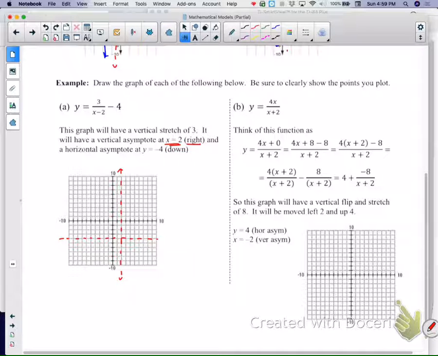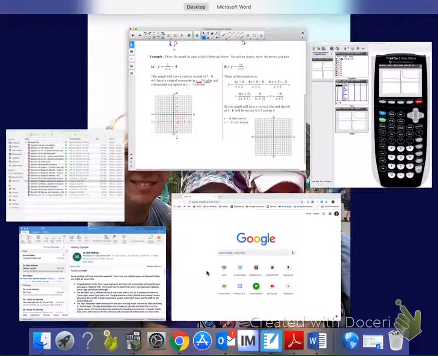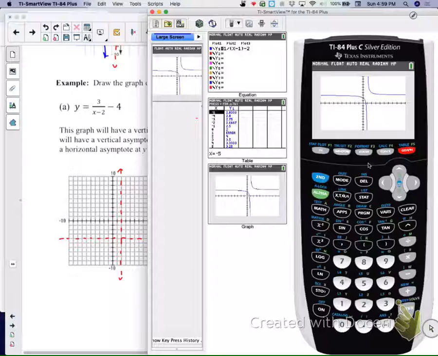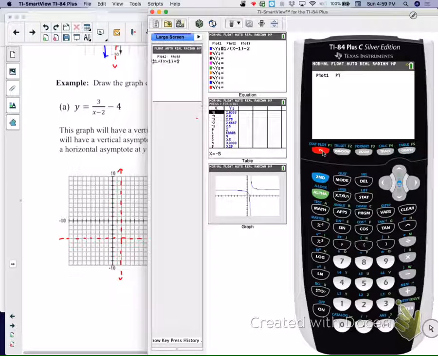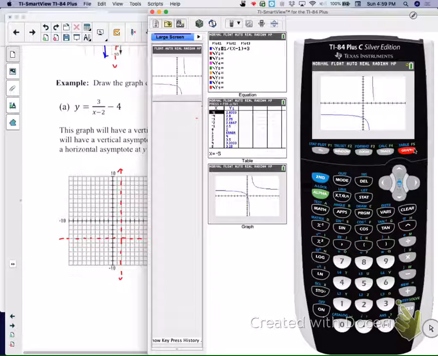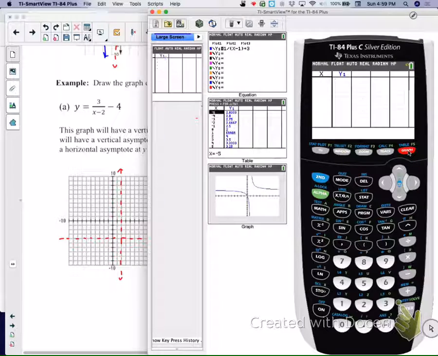Now, the 3 is going to stretch this one vertically. I don't know how much you'll be able to tell in the calculator that it's been stretched, but let's get some points for this one. All right, so y equals 3, just typing over what I already had here, over x minus 2, minus 4. Okay, so here we graph. Now this time let's see if we can plot some points. It'll probably tell you how many points they would want you to plot. Looking all the way out to 10 here.